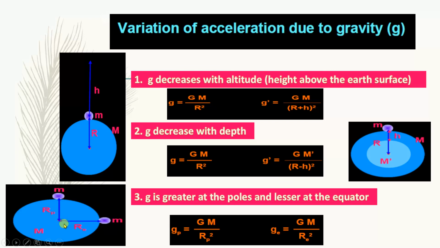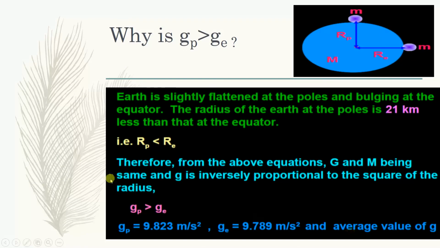I will explain this further, let's do it in detail now. And at the equator, the radius is larger, and the denominator is more. Here, for the equator, r will be more. The denominator increases, so the g value will decrease. So at the poles, g will be greater, and at the equator, g will be lesser. Why does this happen? This question mostly comes in the paper. Why is Gp greater than Ge? It means the acceleration due to gravity at the pole is greater than the acceleration due to gravity at the equator.